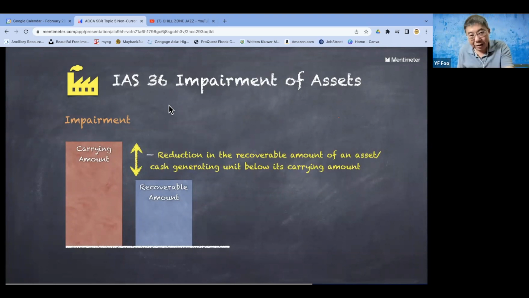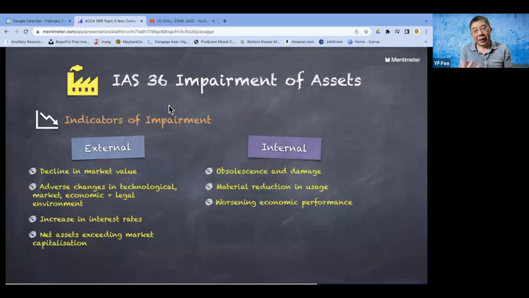This standard is looking at one question: are your assets overstated? That's all. Is the carrying amount of your assets overstated? If they are, then we need them to be written down. If not, then it's fine. Don't do anything if it's fine. If it is not impaired in any way, then keep it at your carrying amount. So that's what impairment means, and that's the intention of IAS 36.